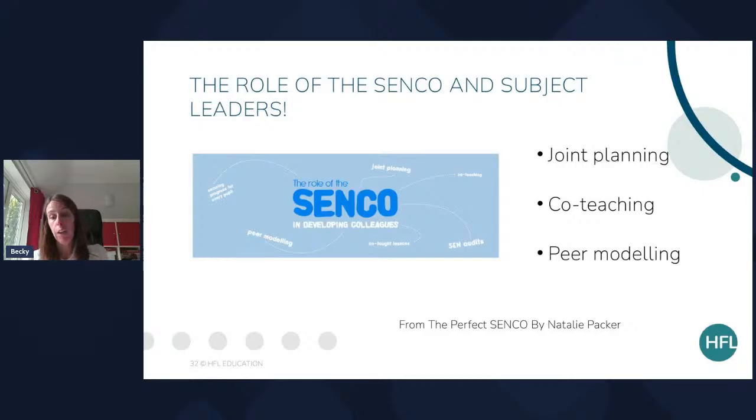And then peer modelling. The SENCO might carry out some demonstration lessons, or you might have a real champion of SEND in your school who really gets it right, or is really passionate about it and is able to do it right in their classroom. There might be a local school or schools near to you that have that high quality teaching, really embedded inclusive teaching. So teachers going and watching that and seeing the techniques that are being used can be really powerful CPD for them as well.